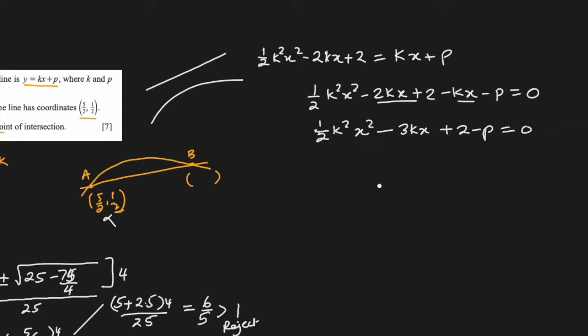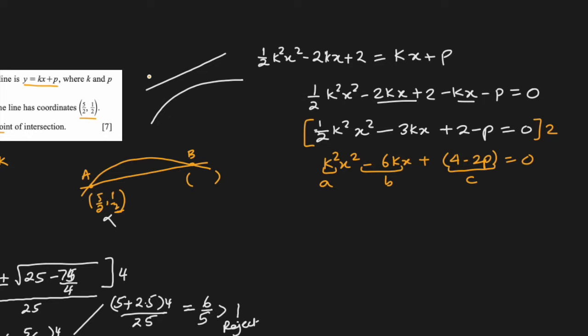equal to 0. And now I'll multiply the whole equation by 2 to get rid of this half. I can multiply the whole equation by the same number. That is the rule. So half times 2 is 1, so it becomes k square x square, minus 6kx, plus 4 minus 2p equal to 0. Now for the discriminant, this k square is a, this minus 6k is b, and this becomes c.